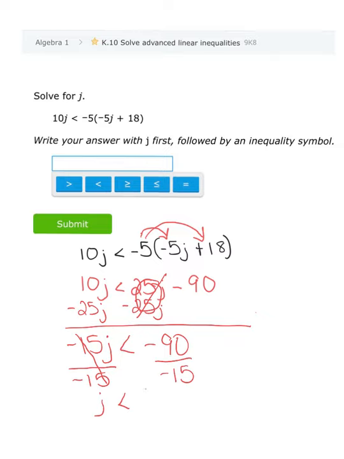It is. Okay, so I have j is less than 6, but step 6 says if you multiply or divide by a negative number, you have to flip the sign. So this sign has to be flipped. So I can erase that and write it the other direction since I'm running a little low on room. All right, so I have j is greater than 6.